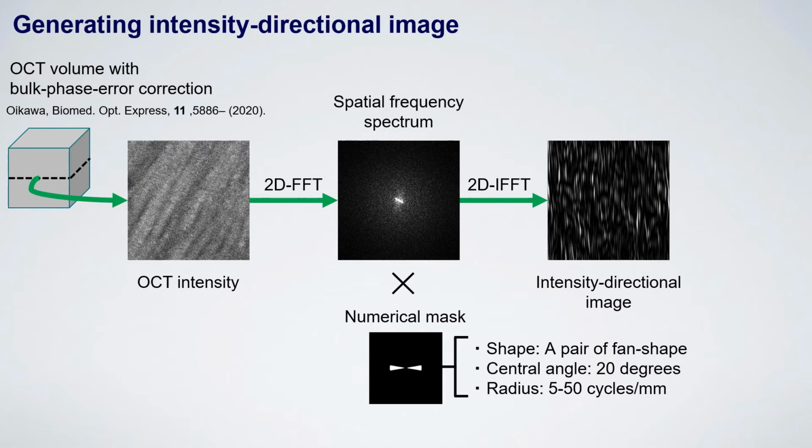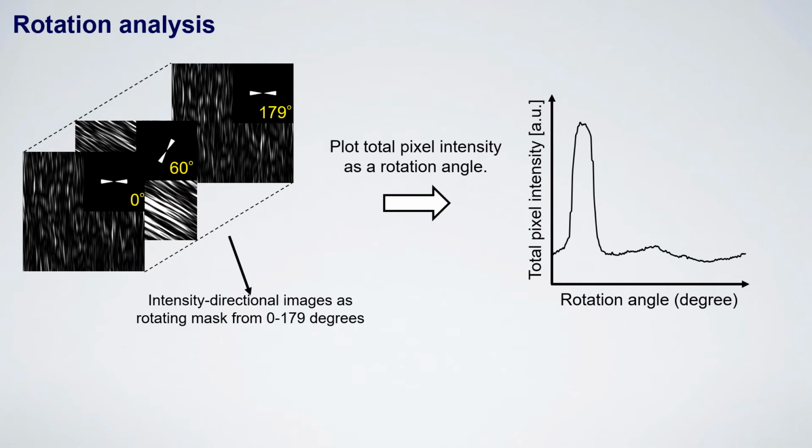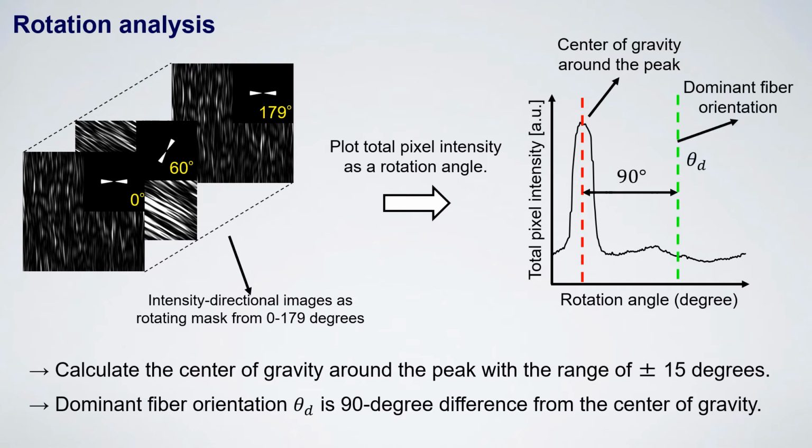To obtain dominant en face fiber orientation, we generated intensity directional images while rotating the mask from 0 to 179 degrees. At each rotation, total pixel intensity is computed and plotted as a function of rotation angle. And we can obtain the plot. At first, calculate the center of gravity around the peak with a range of plus minus 15 degrees. And then dominant fiber orientation is determined by 90-degree difference from the center of gravity.